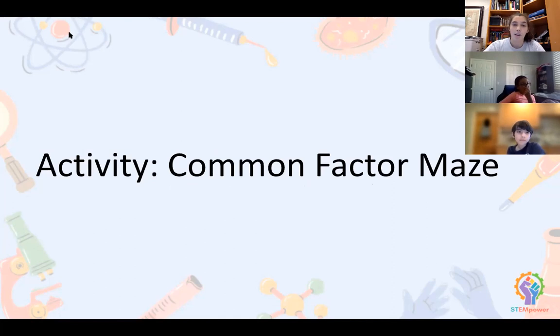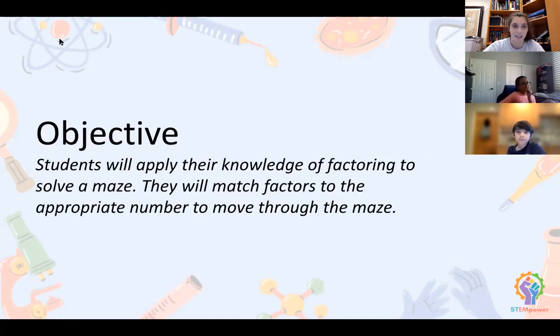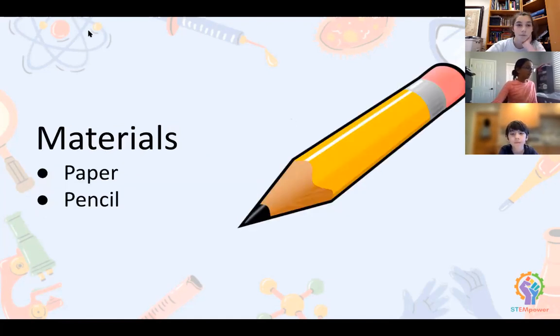All right, so we are going to be doing a common factor maze. So the objective of this activity is that you are going to learn to apply your knowledge of factoring, all of these rules that you just learned for it, to solve a maze. You will match factors to the appropriate number and move through the maze. I've done something like this, and it was a little tricky. Yeah, it's very tricky.